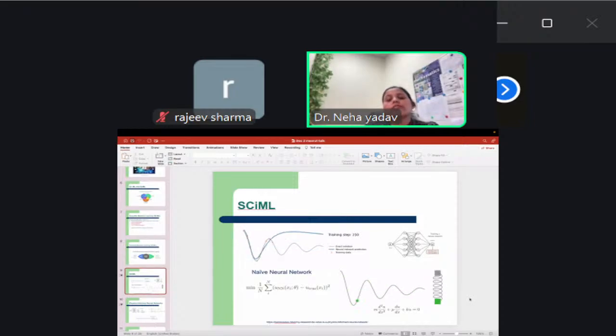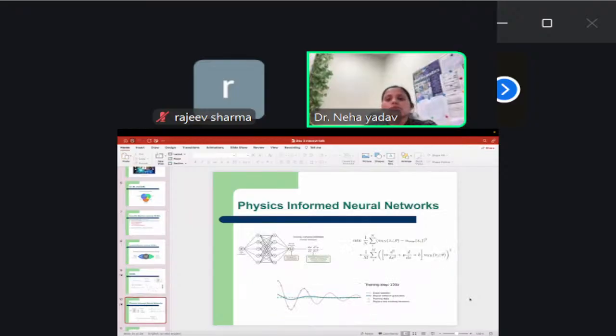So what if we infuse this information, that this data is generated by using this physics? The researchers started working in this direction, on how to infuse this physics into our given data set. Now to do so, what has been done is this.